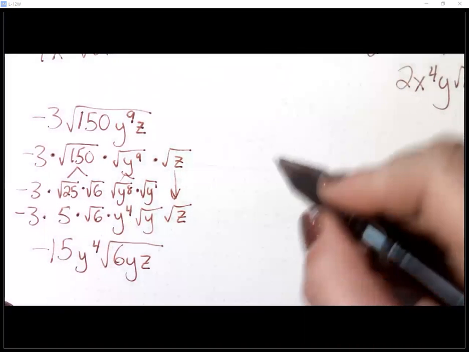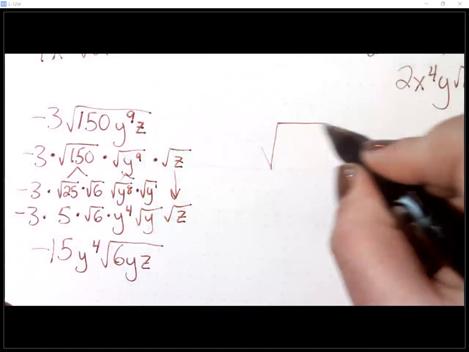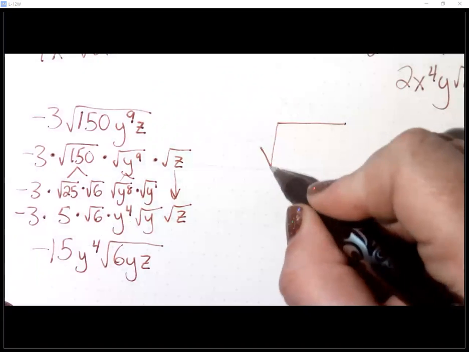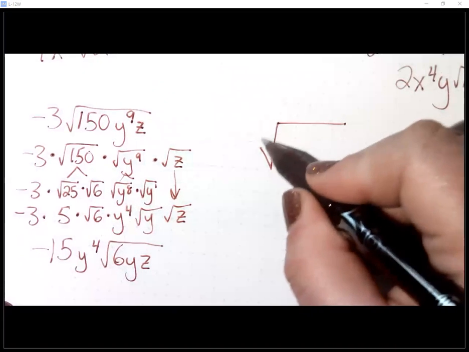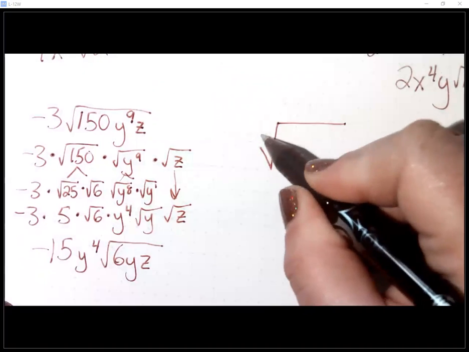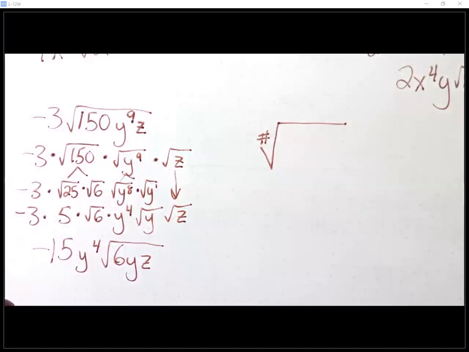When you have a square root, or I shouldn't say square root because there's actually a number that goes right here. There's a little tiny number that goes right there. When it's a square root, that number is a 2, and we just never write it. Just like when I'm writing x to the 1st, I don't usually write that exponent of 1. That is called the index.